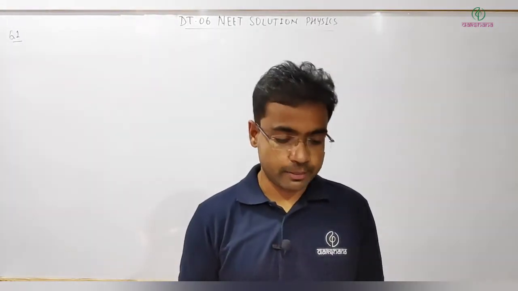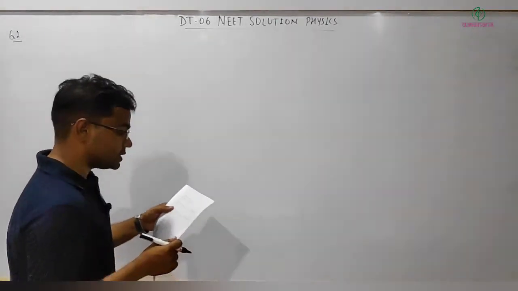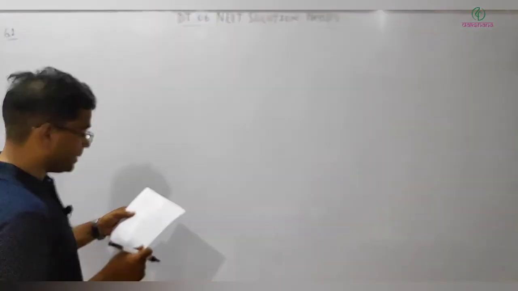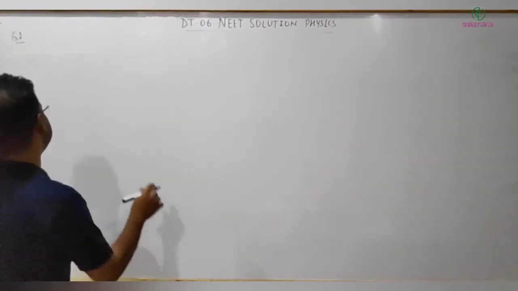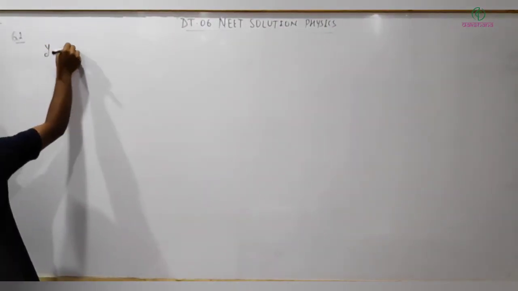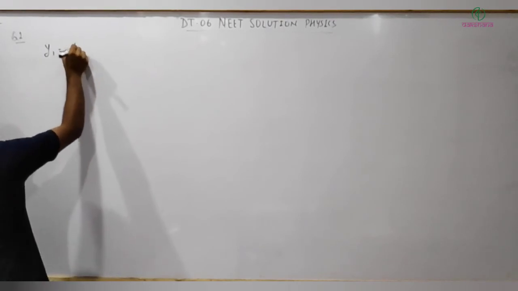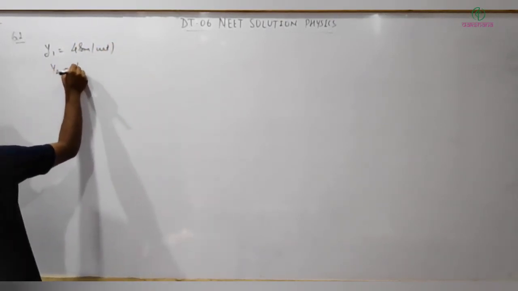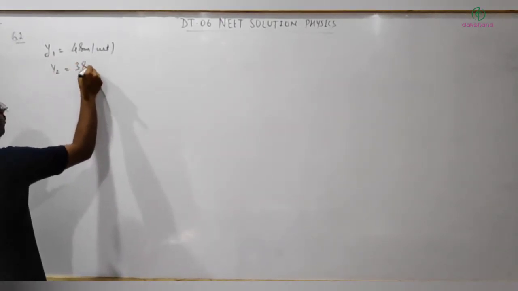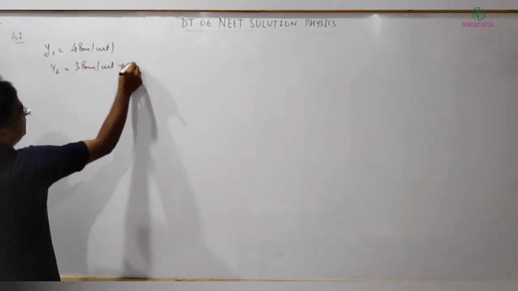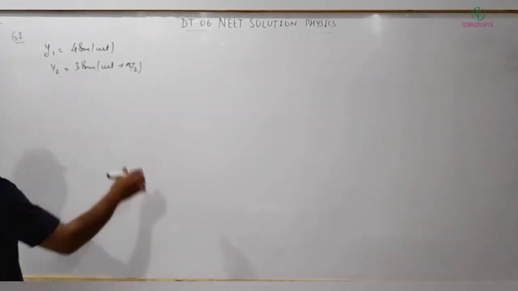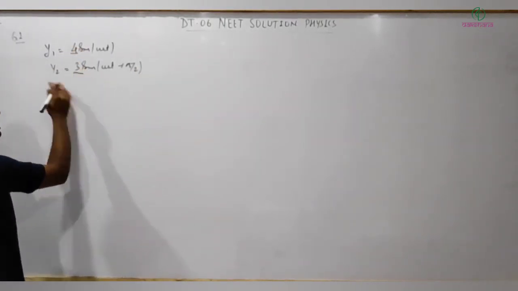Two light waves are represented by y1 = 4 sin ωt and y2 = 3 sin(ωt + π/2). The resultant amplitude due to interference will be... Here y1 is given as 4 sin ωt, and y2 is given as 3 sin(ωt + π/2). So these are basically two waves with amplitudes 4 and 3, and they are superimposing.